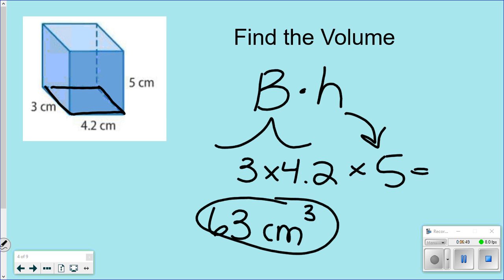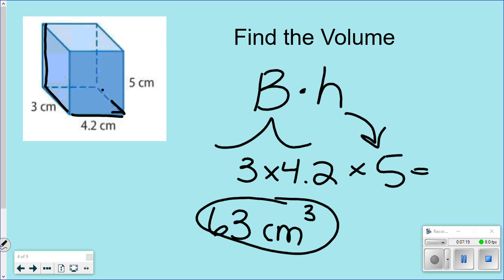Now here's the cool thing for rectangular prisms. You can multiply all 3 of them together. It doesn't matter which order, because we talked about how anything on here could be a base. So really, the side could be a base. It could be 5 by 3 times 4.2. It doesn't matter what order it's in. For every rectangular prism, you're going to multiply all 3 together to get the volume. It does not matter how tall, how small, how big, fat, whatever. It's always multiplying the 3 together to get the volume.